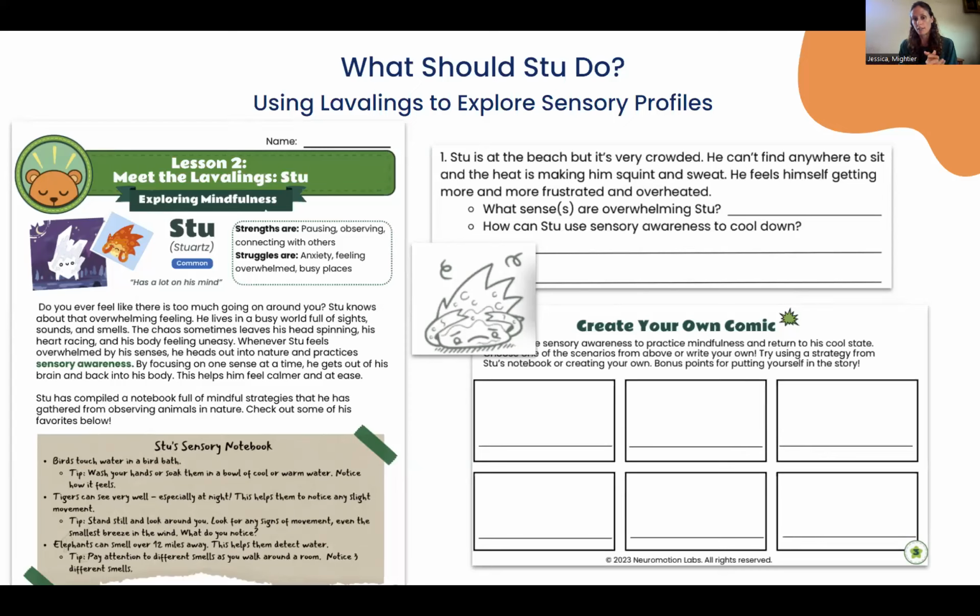There's also a drawing activity in here where your child can take one of these examples or make up their own and take Stu through being overwhelmed, dealing with a lot of sensory information, to calming down, feeling more regulated.